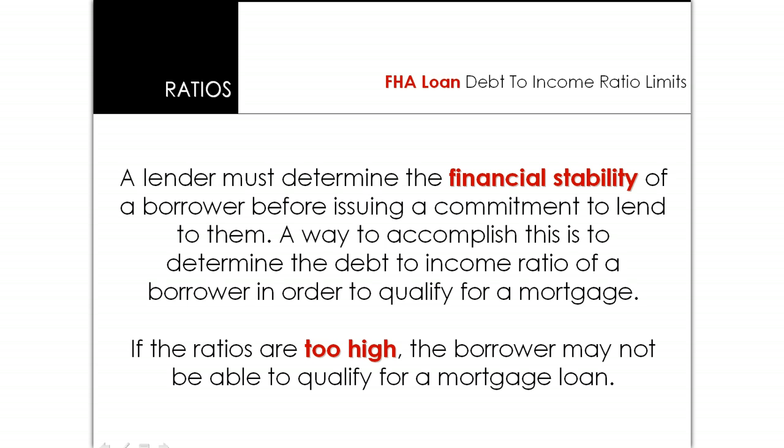FHA loan debt to income ratio limits. A lender must determine the financial stability of a borrower before issuing a commitment to lend to them. A way to accomplish this is to determine the debt to income ratio of a borrower in order to qualify for a mortgage. If the ratios are too high, the borrower may not be able to qualify for a mortgage loan.